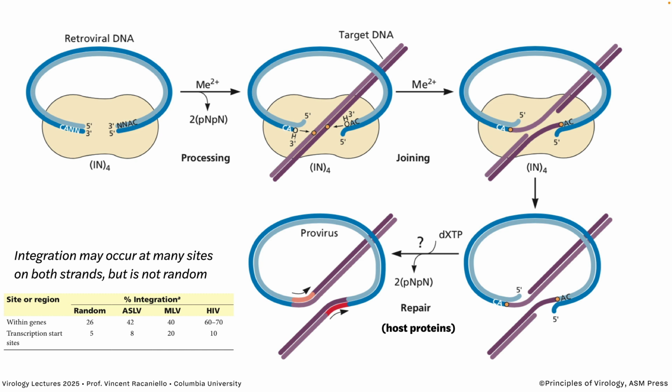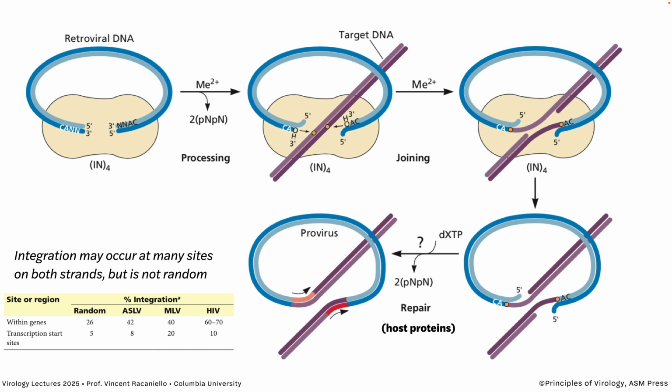And then the host proteins repair these gaps. So there is a gap there that has to be filled in. And you can see in red and orange it's filled in. And that's the duplication of host DNA. You have a gap, so when you fill it in, you're copying the other strand, and that is by definition a duplication.